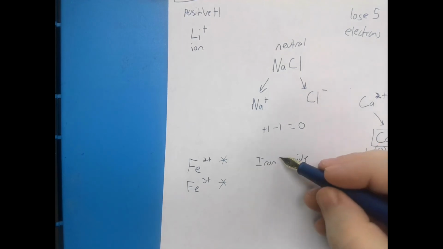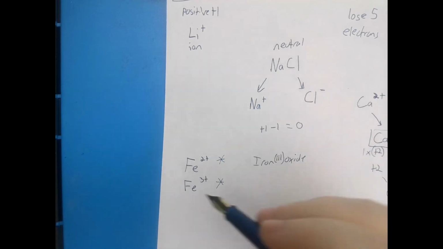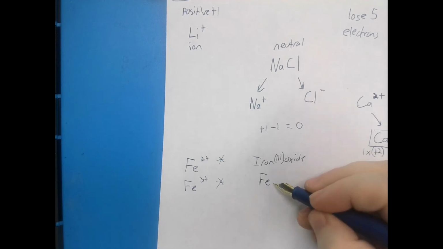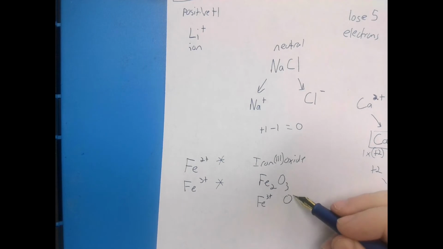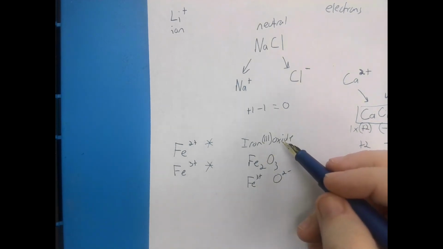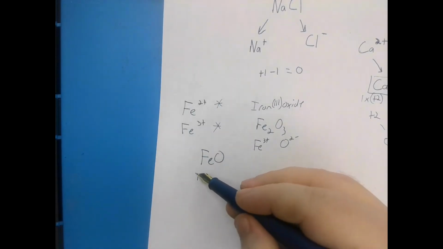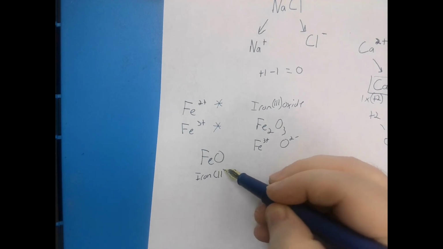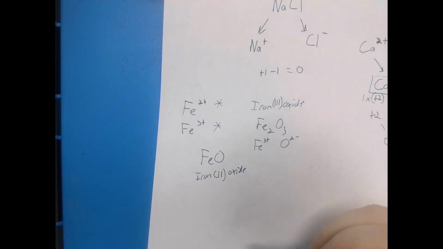This is wrong. It's actually iron 3 oxide, because it's Fe2O3, where Fe is the 3 plus ions and O is the 2 negative ions. Again, this is advanced, but saying iron oxide is horribly wrong, because iron 2 oxide is a completely different chemical than iron 3 oxide.